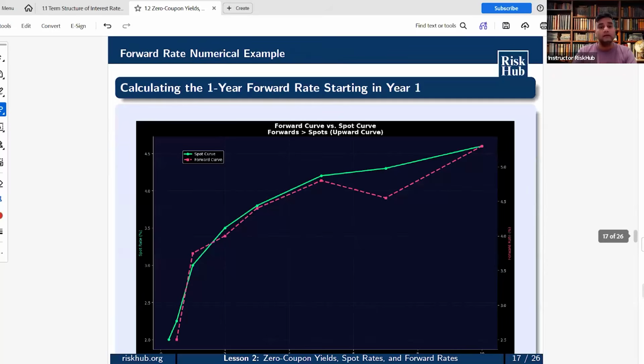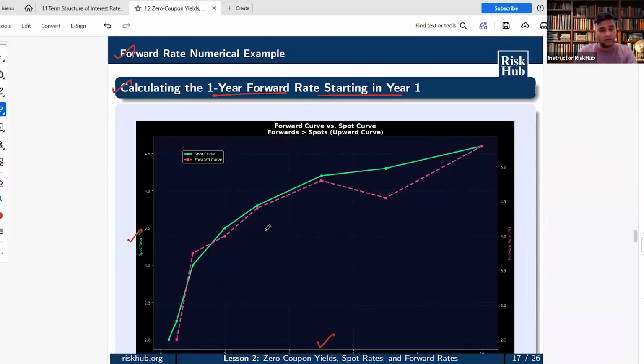Then we have the forward rate numerical example, calculating the 1 year forward rate starting in year 1. This is a diagrammatic representation, a dual axis line chart. The horizontal axis is maturity, 0 to 10. The left vertical axis is the spot rate in percent, running roughly 2.0 to 4.6. The right vertical axis is the forward rate in percent, running roughly 2.5 to 5. The green solid line is the spot curve, read against the left axis. The pink dashed line is the forward curve, read against the right axis. The one thing the picture shows is that the two curves rise together across maturity.